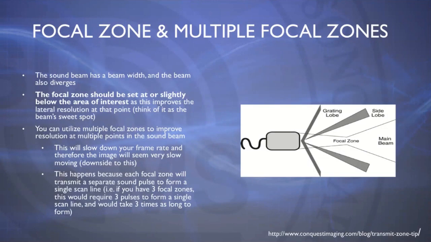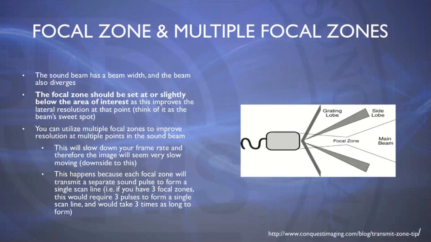Moving on now to focal zones and multiple focal zones. So the sound beam has a beam width, and then that beam will also diverge. So our focal zone should be set at or slightly below the area of interest, as it improves the lateral resolution at this point. I like to think of it as the beam sweet spot, and then we're also kind of tailoring that sound beam in to be narrow where we want it to be narrow.